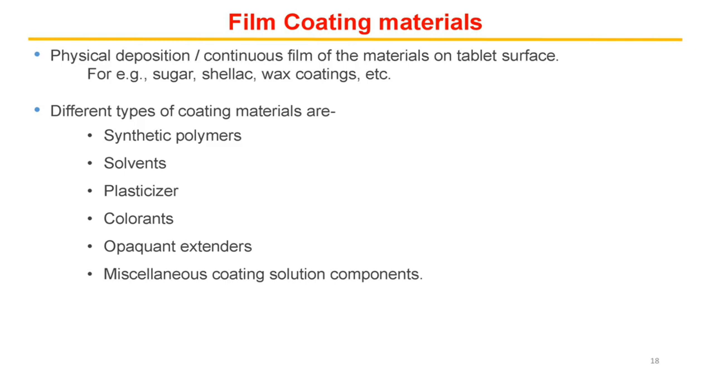17. Film coating materials. Physical deposition/continuous film of the materials on the tablet surface. For example, sugar, shellac, wax coatings, etc. Different types of coating materials are synthetic polymers, solvents, plasticizer, colorants, opacant extenders, miscellaneous coating solution components.